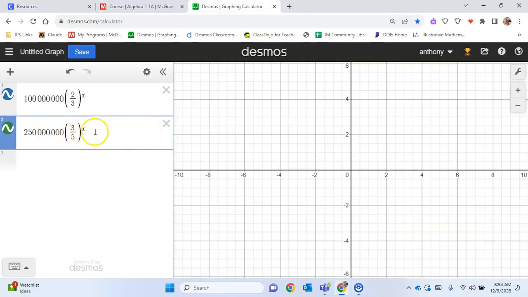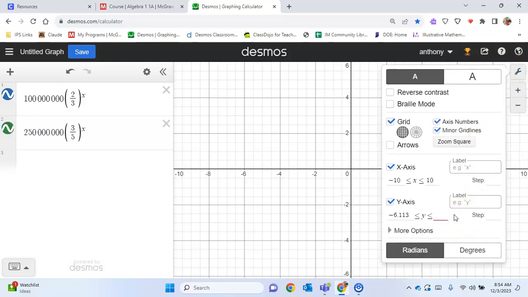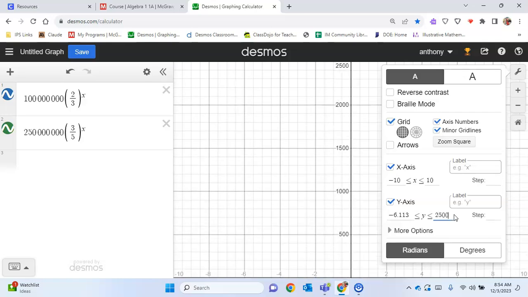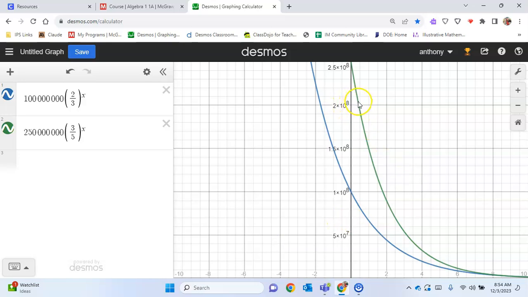Because they're both decaying, going down, I need to change the range to be 250 million. And you can see that the green one is going down much quicker as it catches up to the other graph. It starts above and goes down and catches up. So the green one's going down much quicker. That's the graph.